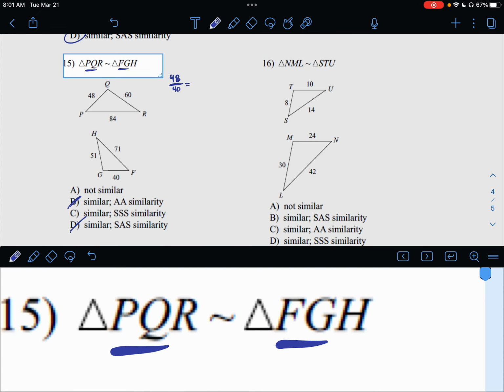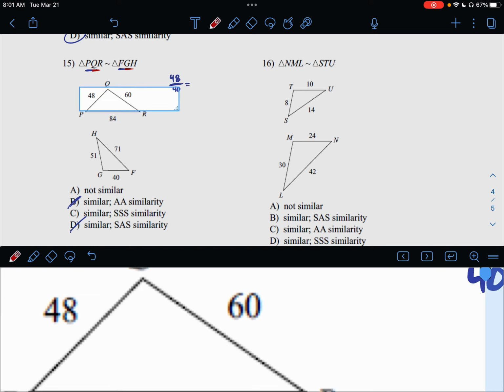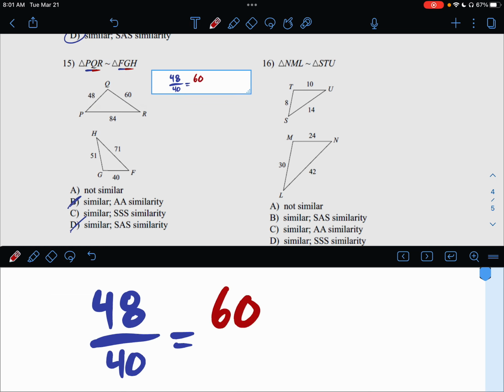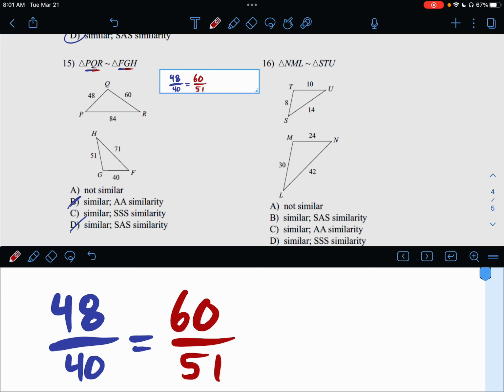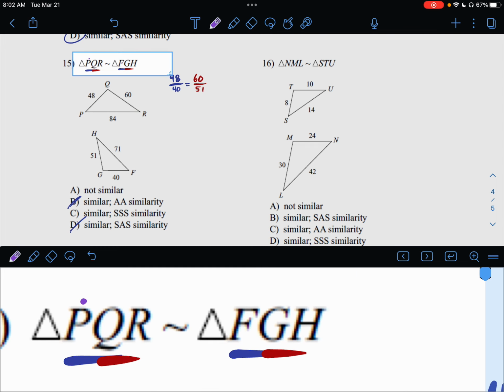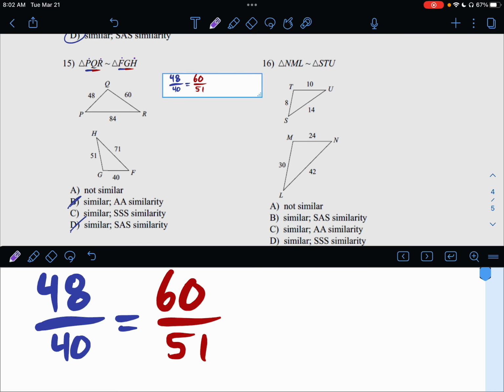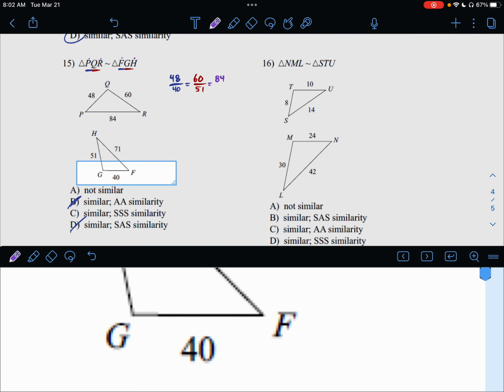Then what do I have? I have QR and GH. So QR is the 60. GH is the 51. And then I have the first and third letter, the PR and the FH. So PR is 84. FH is 71.